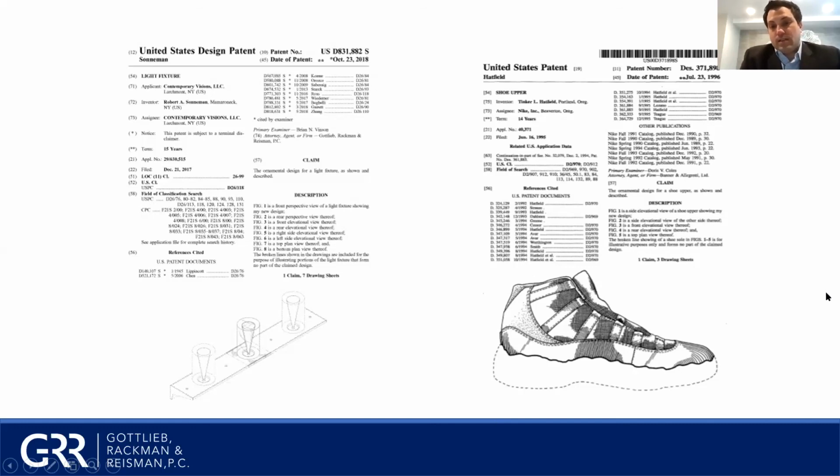The same thing with the Nike shoe, they're just claiming the upper portion of the sneaker. They're not claiming the sole. However, in certain regions such as China, this is not possible. You have to claim the whole product. You can't use dashed lines. So this could become problematic if you're not prepared for that down the road.